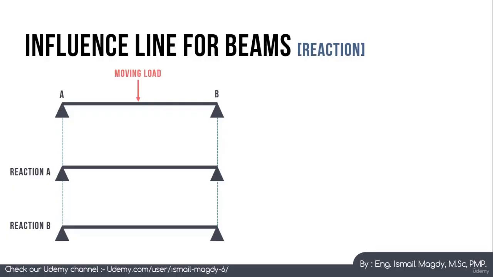In this video, we are going to talk about influence lines for beams. First of all, we want to understand what is the meaning of an influence line. If we have this beam here, AB, a simply supported beam, and we assume a moving load, this load is going to be moving between these two supports, between A and B.